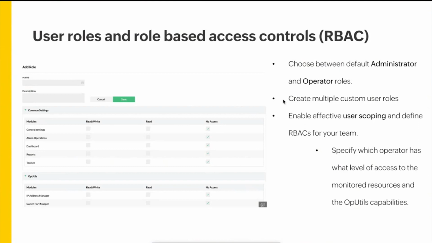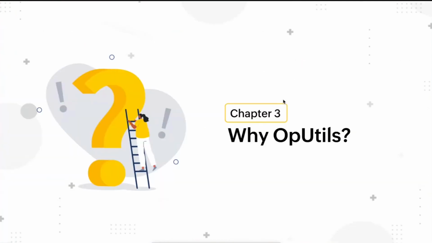So that's about the user management process, and that brings us to chapter 3, why OpUtils. Until now in the free training, we've been seeing what OpUtils is, the different modules, how these modules help you, and how you can use some of these capabilities. But now comes the important question: with so many solutions and options available in the market, why should you choose OpUtils to be the IP address management tool in your network?